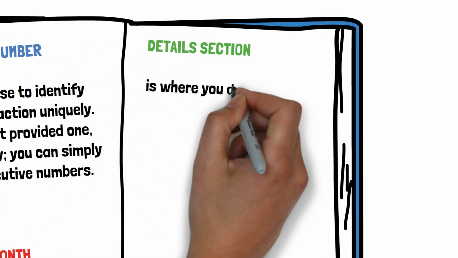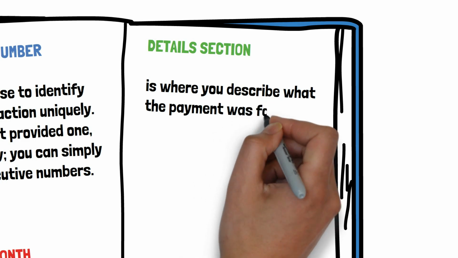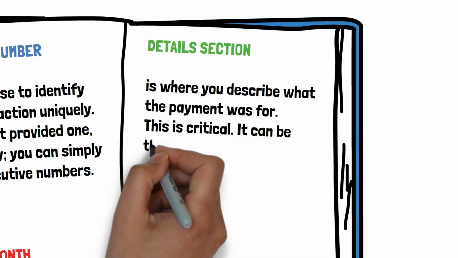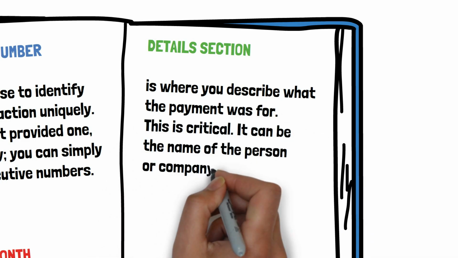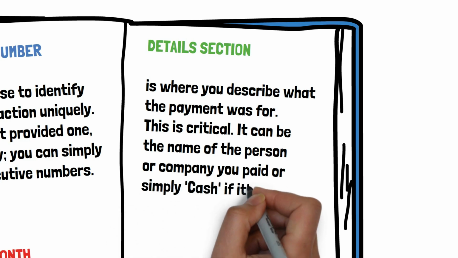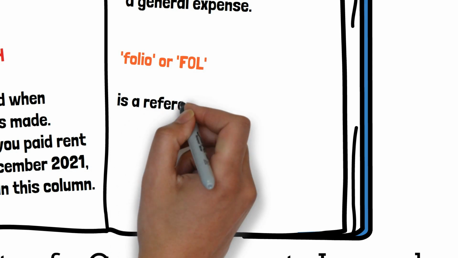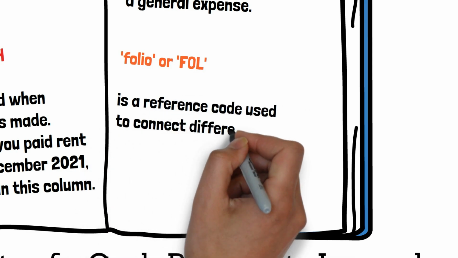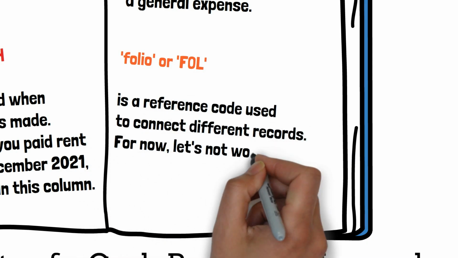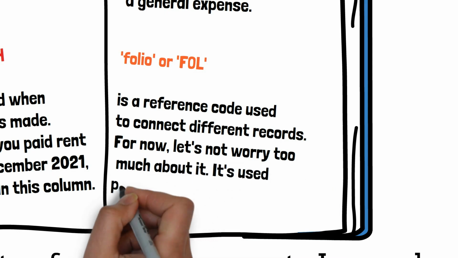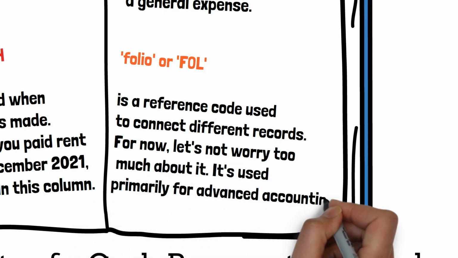Now, the details section is where you describe what the payment was for. This is critical. It can be the name of the person or company you paid or simply cash if it's a general expense. The folio or FOL column is a reference code used to connect different records. For now, let's not worry too much about it. It's used primarily for advanced accounting.